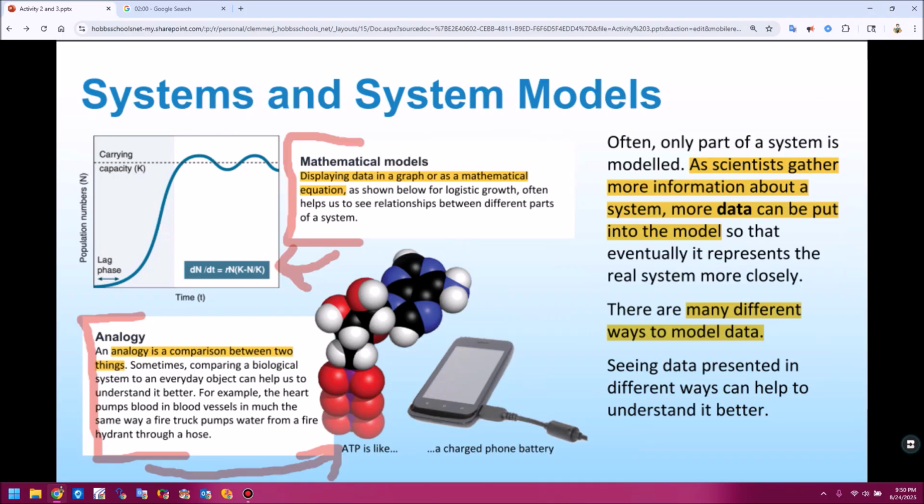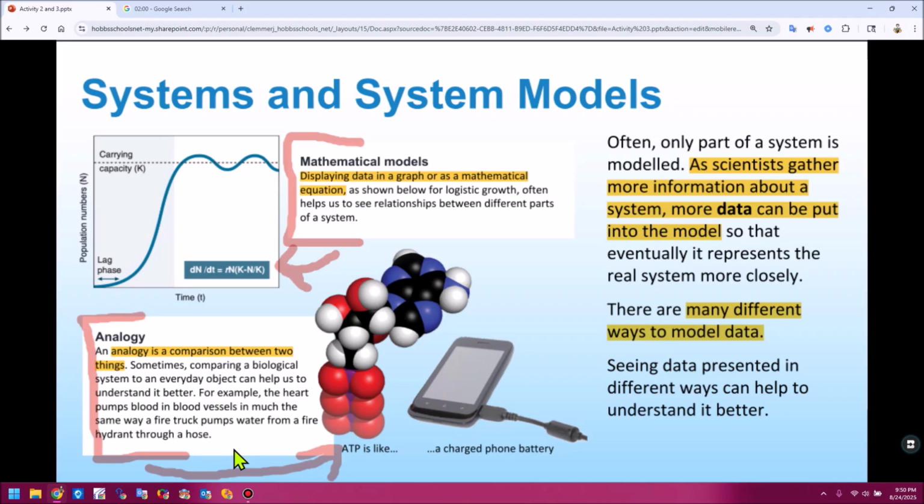Systems and system models continue. Here we have a mathematical model. Mathematical models include graphs or mathematical equations. We also have analogies. Analogies are a comparison between two things.